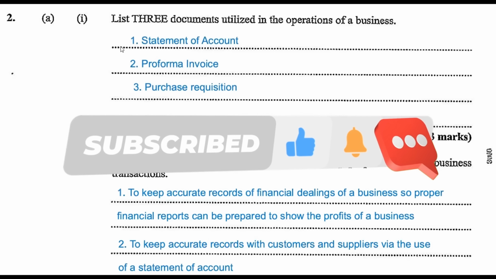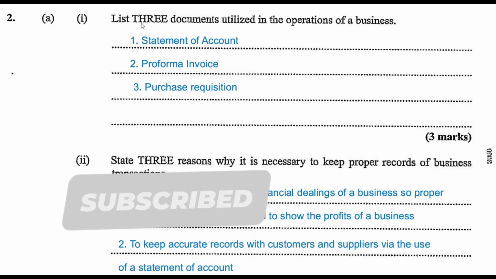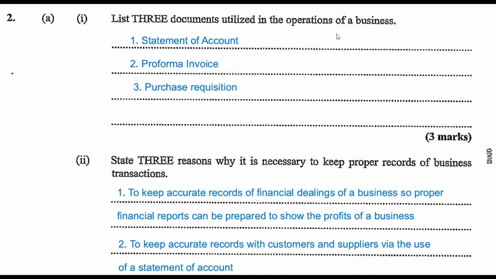Now, question 2, part A. 1. List 3 documents utilized in the operations of a business. Now, documents used in businesses include statement of account, proforma invoice, and even a purchase requisition.